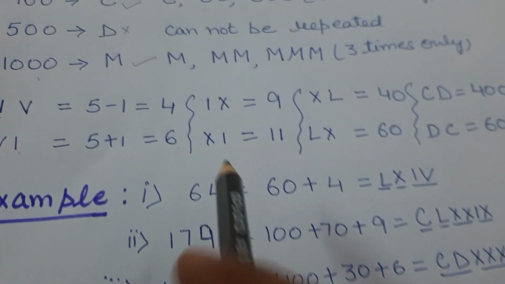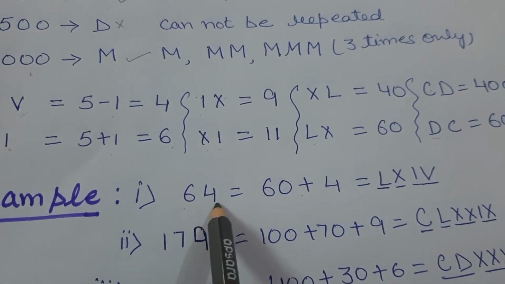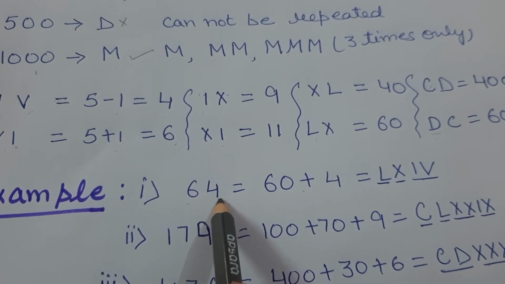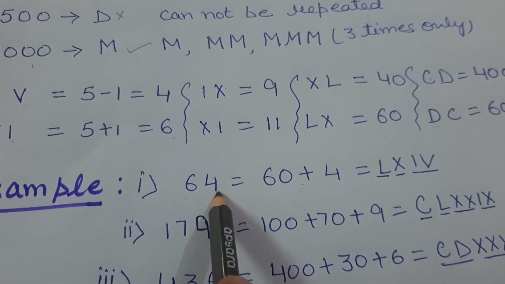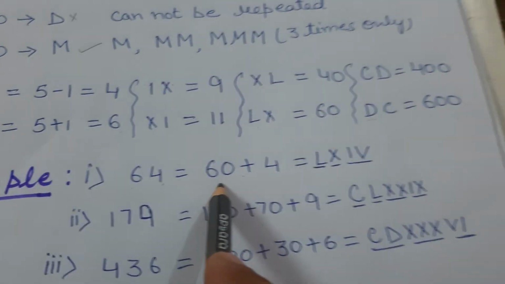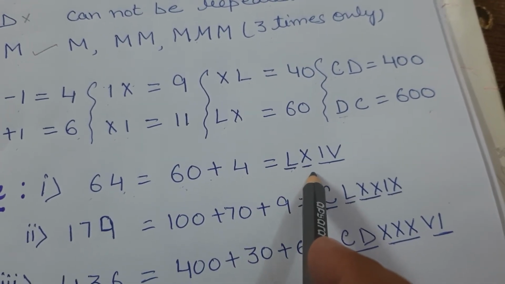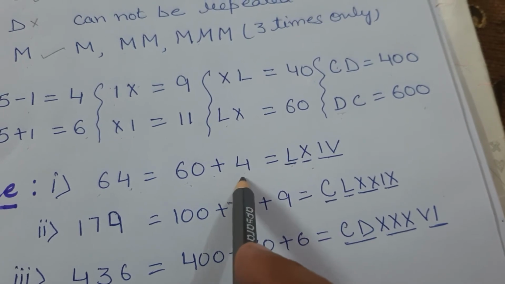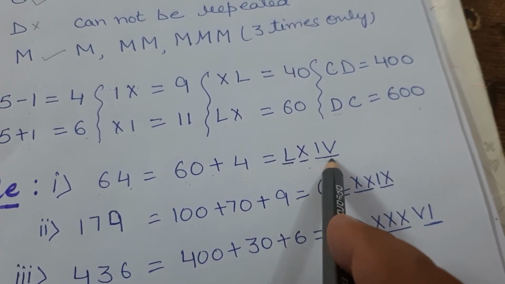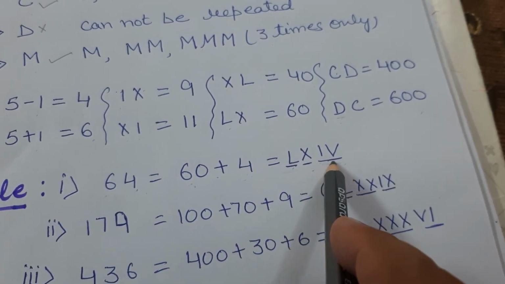Now the examples I am taking. First is 64. Better you break the number according to its places, then it will be easy to write Roman numbers. So 64 is 60 plus 4. First we will see how we can write 60. 60 is 50 plus 10. Then 4 is 5 minus 1. This is the symbol for 4. So LXIV is for 64.